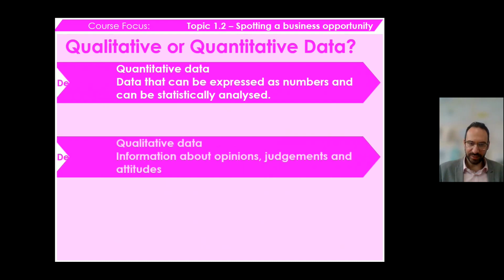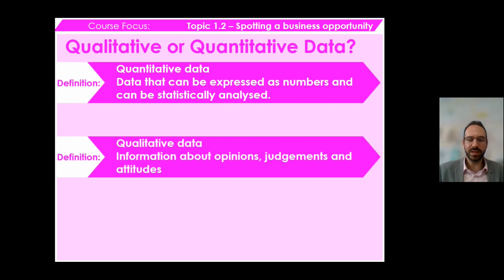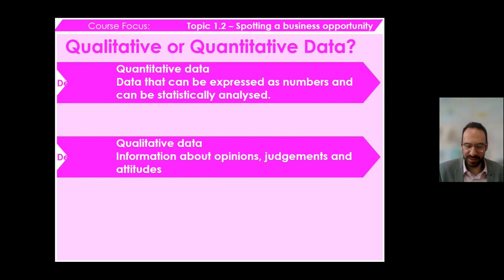Now, qualitative data is information about opinions, judgments, and attitudes. So it's more of the touchy-feely type question. So it might be like, were you happy with your service? Explain what we could have done better. So that's someone's personal opinion of, the people on the front desk could have been nicer, or they could have carried our bags to our room in a hotel, for example. So that's specific information about someone's experience.